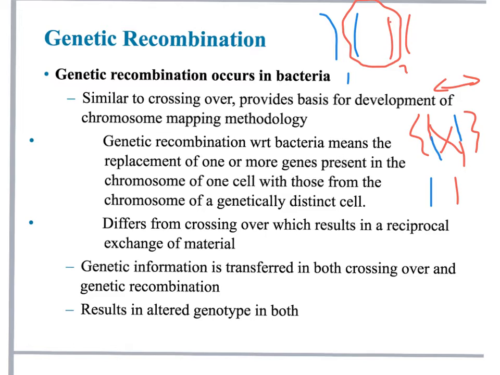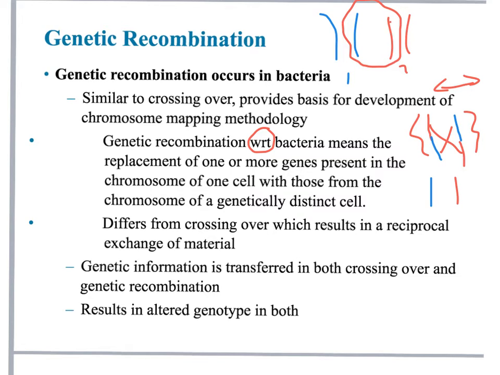The methodology, the recombination, provided the basis for the development of chromosome mapping methodology. So genetic recombination, with respect to bacteria, means that the replacement of one or more genes present in the chromosome of one cell is going to get replaced with those from a chromosome of a genetically distinct cell.